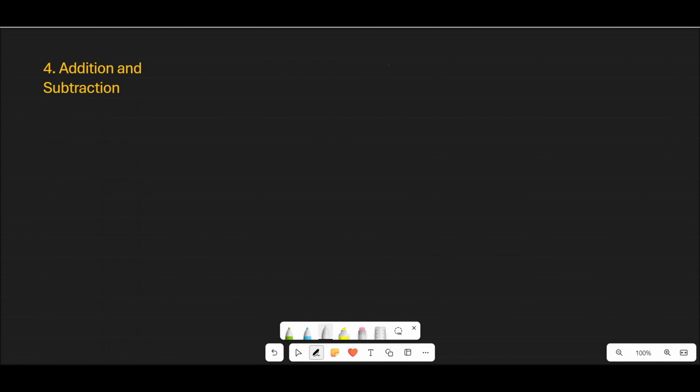Finally, in this sequence, we have addition and subtraction. Let's take an example. We have 2 plus 5 minus 3. Again, for addition and subtraction, we have to perform the operations from left to right, which means we first have to solve the addition in it. That would equal 7 minus 3, that would equal 4.